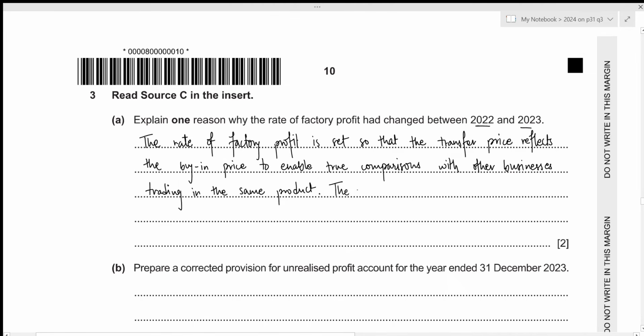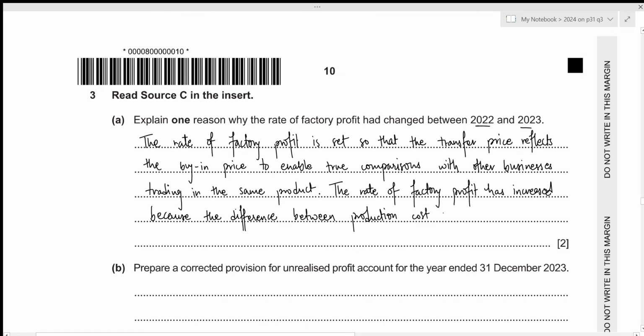The rate of factory profit has increased because the difference between production cost and the buy-in price has increased. Alright, that's all for the first part.